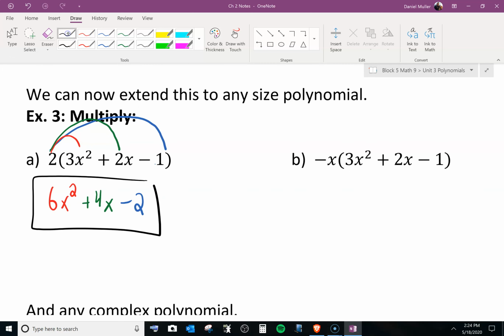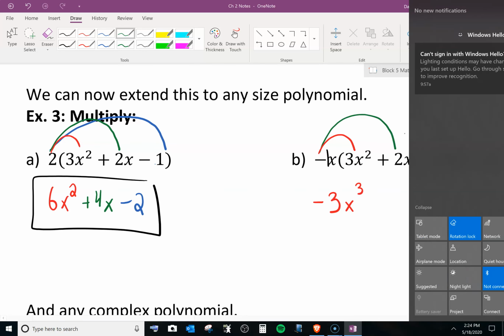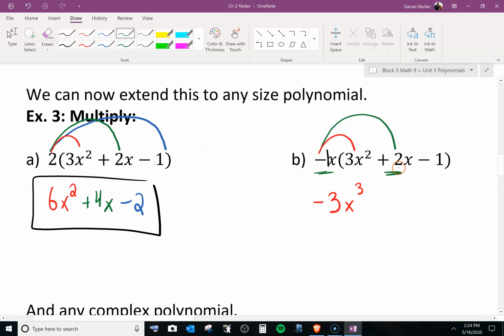All right, I'm going to do B. I'm going to put a negative 1 out in front. So negative 1 times 3 is negative 3. And then I've got an x and an x squared, so a total of 3 of them, x cubed. And then I'm going to go this times this. So I've got negative 1 times 2 is negative 2. And then there's an x and there's an x, so 2 x's or an x squared. And lastly, I've got that times that. So negative 1 times negative 1 is a positive 1, and then I have just an x.